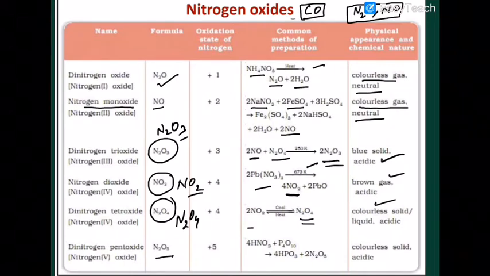N2O5 is prepared when you take nitric acid and treat it with a dehydrating agent, P4O10. P4O10 is the dimer of the P2O5 oxide. P2O5 is one of the best dehydrating agents. It can take out water from any substance. It will give you a colorless solid, that is N2O5.